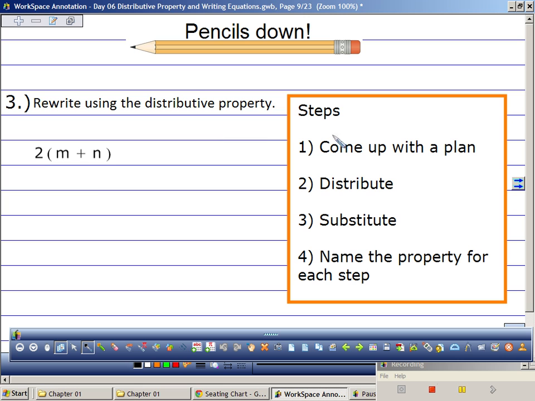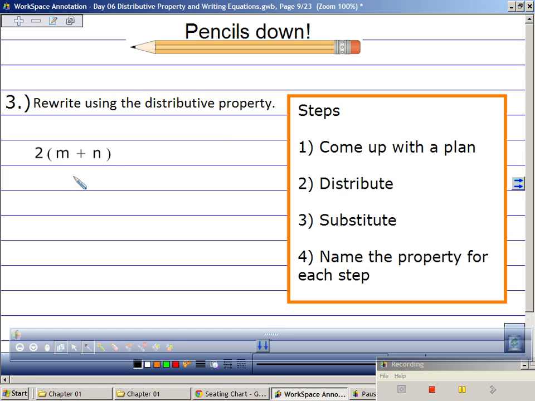Rewrite using the distributive property. Come up with a plan. Do you guys see a plan? Anything else other than distributing? I don't see anything else other than distributing. So that's what we're going to do. We're going to distribute that to everything inside of our grouping symbols. So I have 2m's is 2m, and 2n's is 2n. Distributive property.